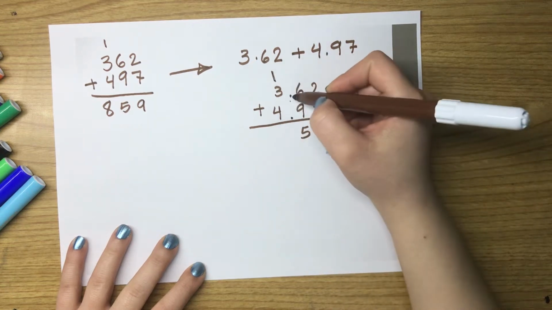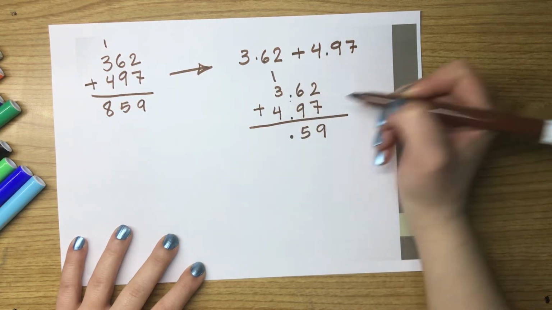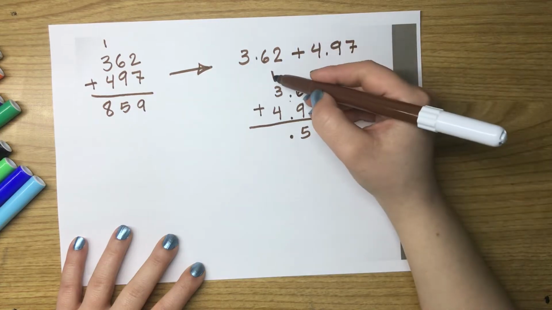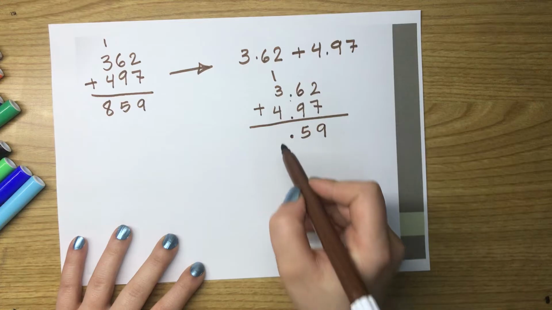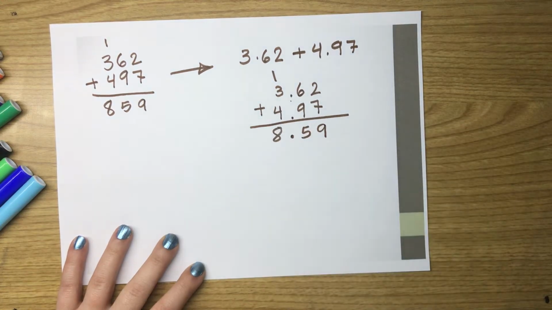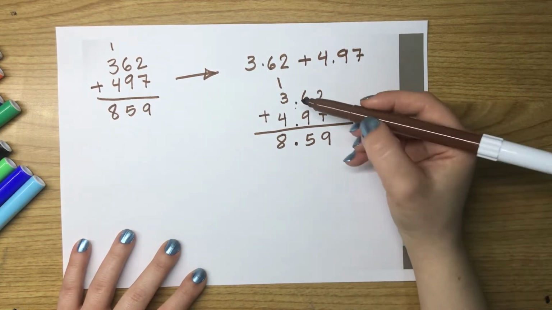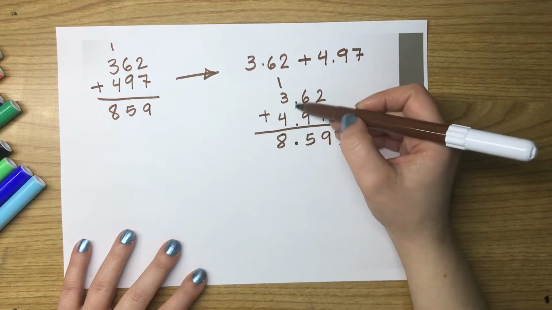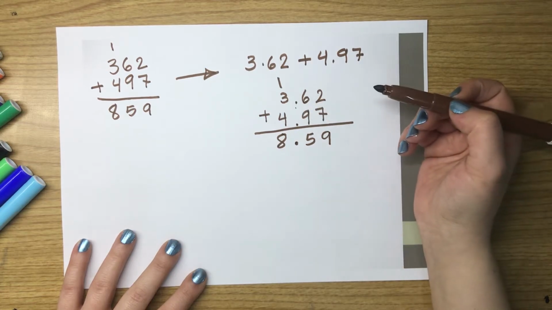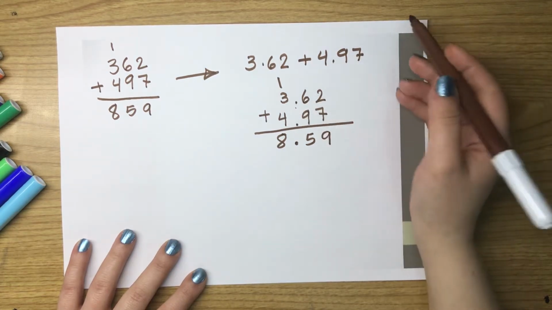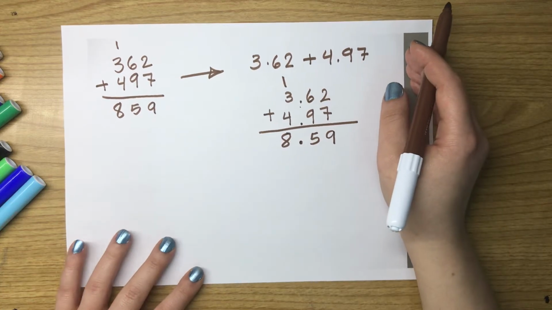Now 2 plus 7 is 9, 6 plus 9 is 15, regroup. Now you have to put the point down. Do not forget. 1 plus 3 equals 4. 4 plus 4 equals 8. Okay, so this is how we add decimal numbers. You have to make sure that the decimal points are upon each other, and you add the same way that you used to do.